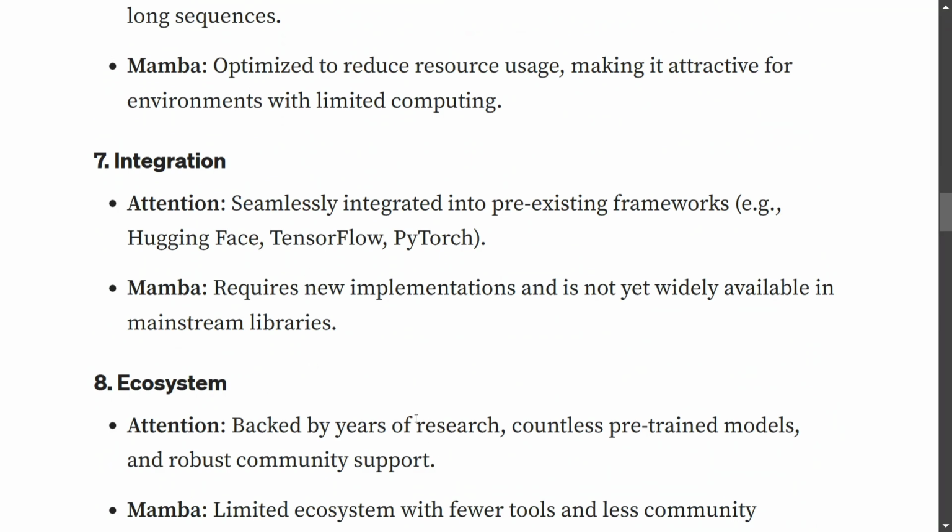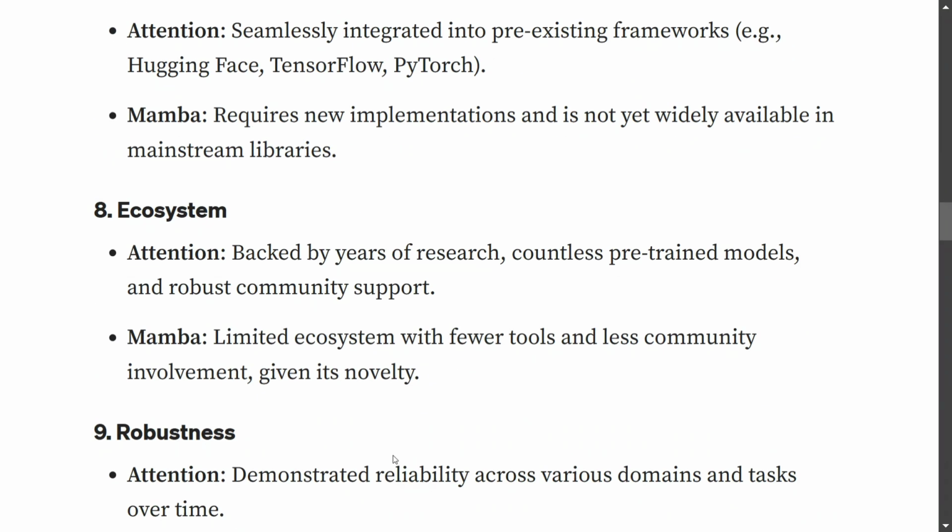Ecosystem: backed by years of research, no doubt. I think Attention Is All You Need is one of the biggest papers that came out in the field of AI. Hence, it has been explored a lot. The ecosystem is quite big, and countless pre-trained models are already available. Mamba is very new with very few tools, and community engagement is very low. Hence, the ecosystem is not that big.